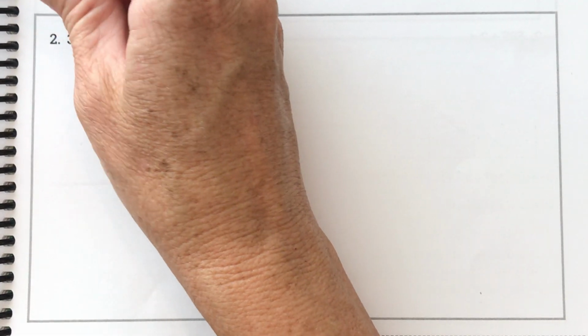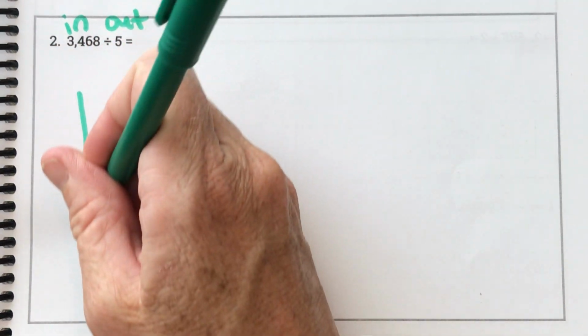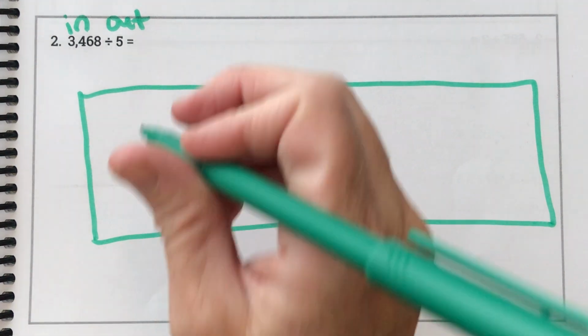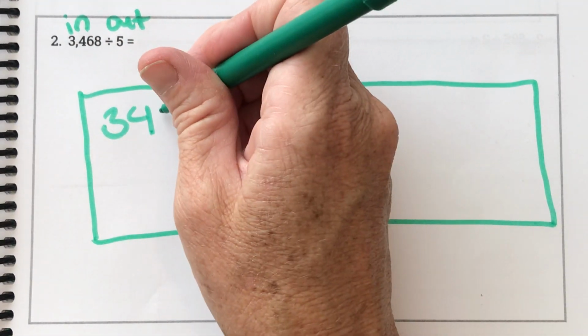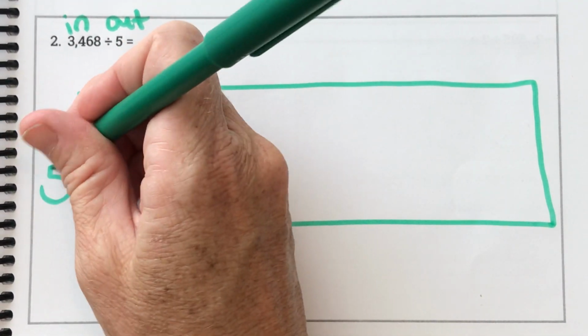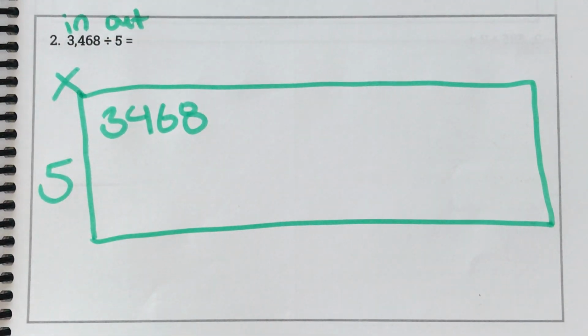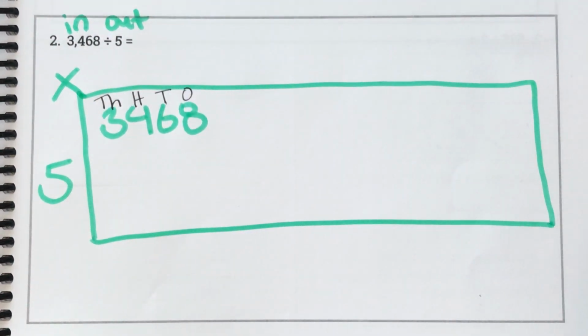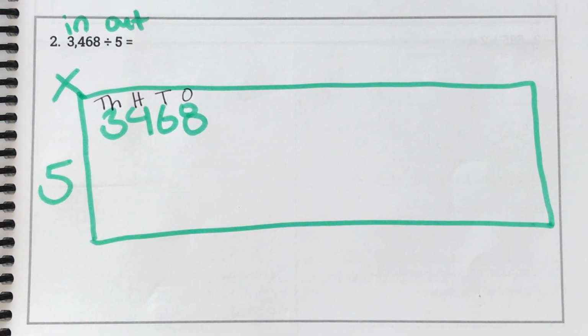This time we have 3,468 divided by 5. So let's use our in and out strategy. Okay, let's create our rectangle. Put our dividend inside, our divisor outside, and our multiplication sign. Okay, and let's do our place values. Ones, tens, hundreds, thousands. Okay, now we're ready to get started.